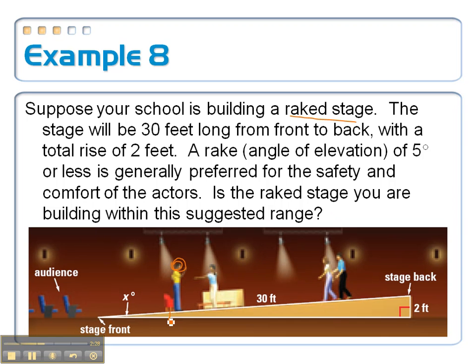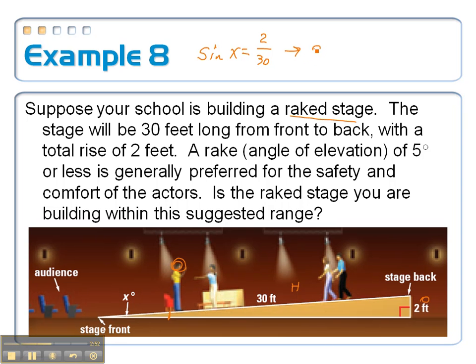So here's our angle x. This is the opposite side. This is the hypotenuse. Looks like we're going to use the sine ratio. Sine of our angle measurement x equals opposite side 2 over 30. And we could reduce that to 1/15 if we want, but we don't have to because the calculator could care less whether we do or not.